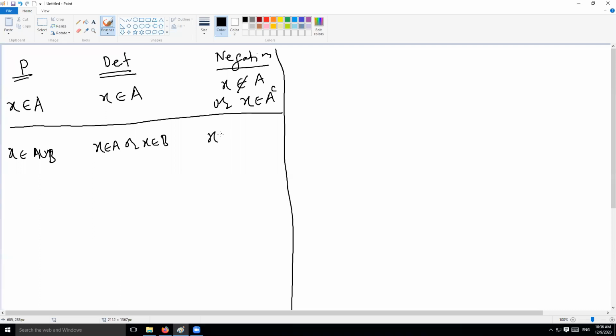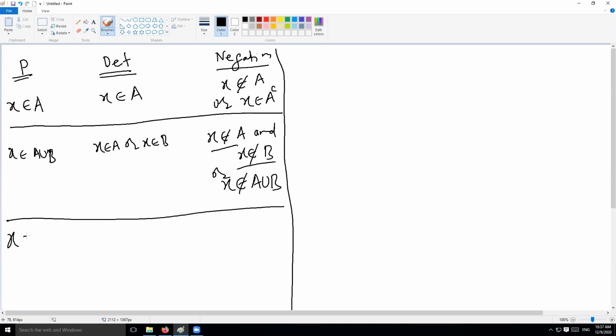The negation is that X does not belong to A and X does not belong to B. So that is really the meaning. When I'm saying that X does not belong to A union B, this means that X is not in A and X is not in B. And when X belongs to A union B, that means that X is in A or X is in B. These are important things that we should recall. We have discussed these previously.